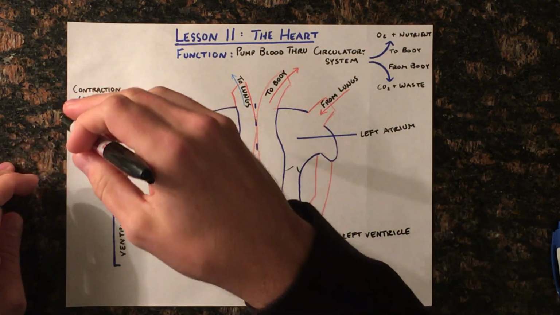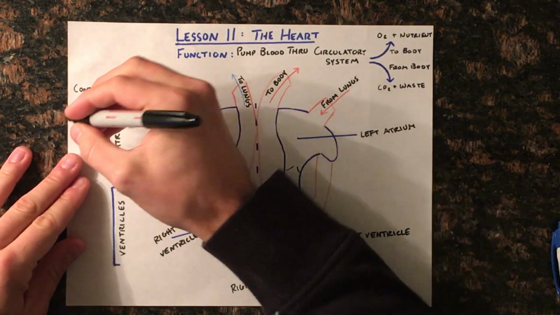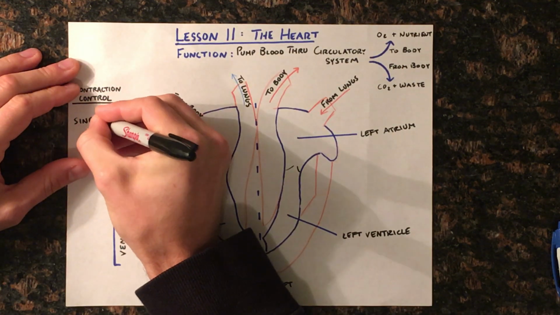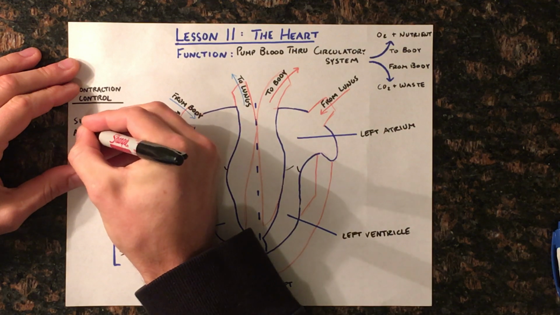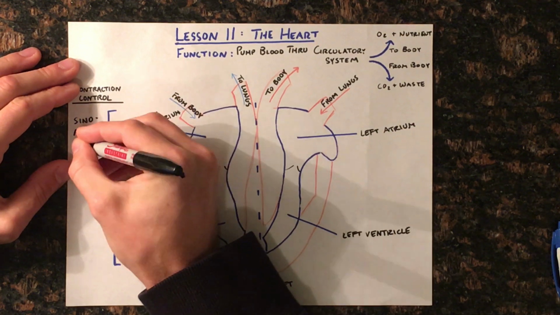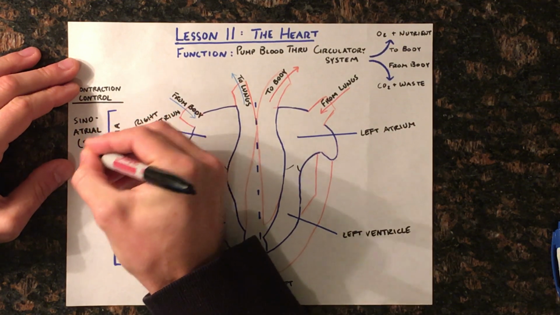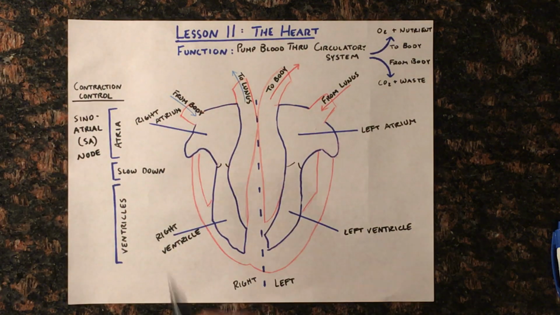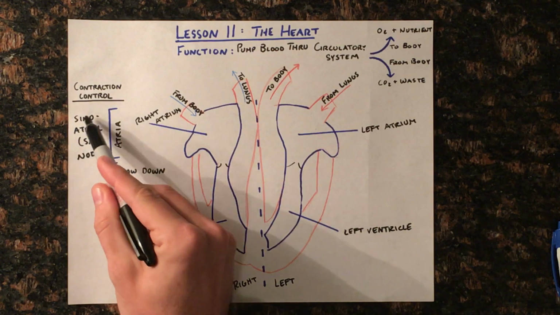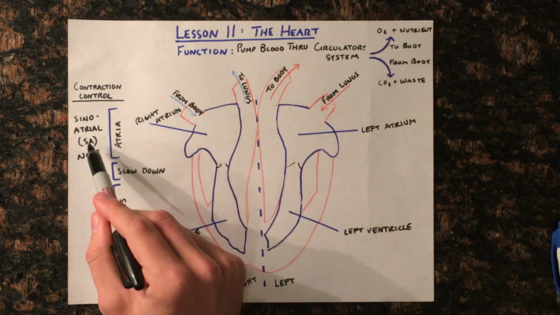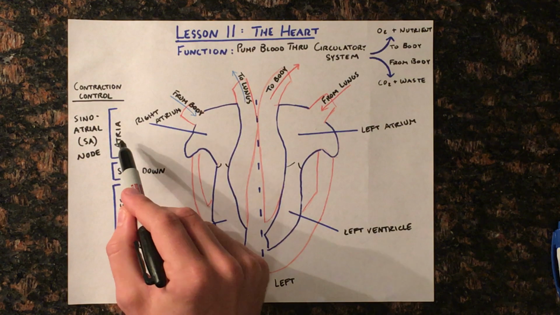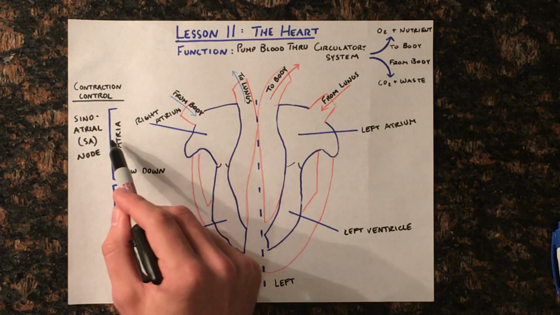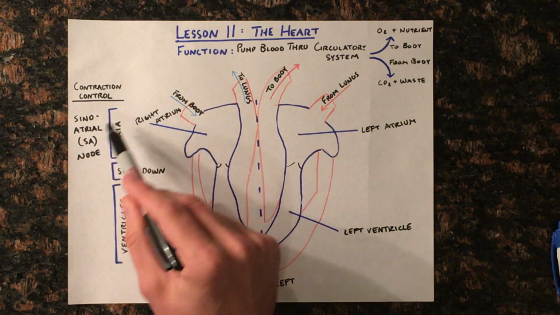The first bundle of these is going to be called the sinoatrial, and that's all one word, or SA node. And you can always refer to it as the SA node. I just want you to see what it's short for. But the SA node is going to end up contracting your atria. That's the thing that gets the signal first, and it's going to make your atria contract. So now the atria have contracted.